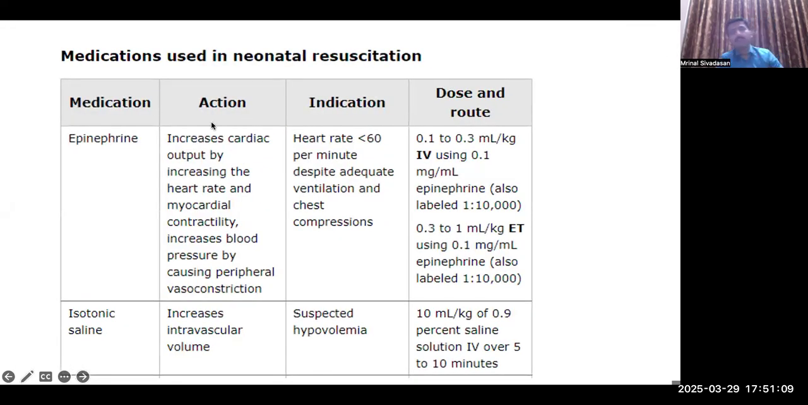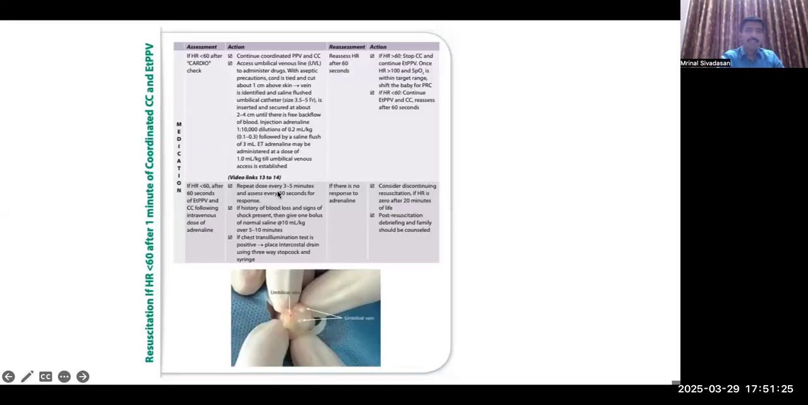Now, the medication used is adrenaline, which is 0.2 ml per kilo, 1 in 10,000. And if you are giving it endotracheally, then you give 0.5 ml per kilo. And normal saline is given 10 ml per kilo if the baby is in shock. And this is the fourth step, that is the drugs.